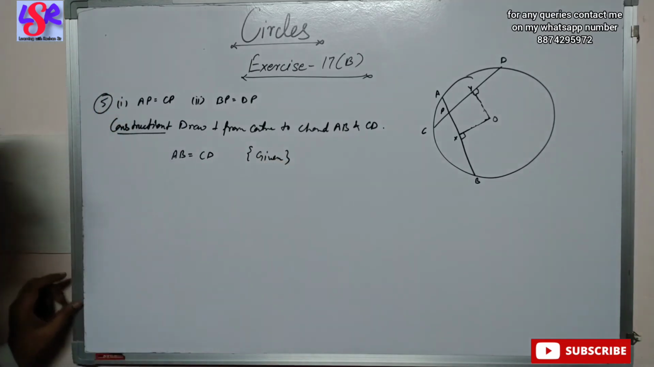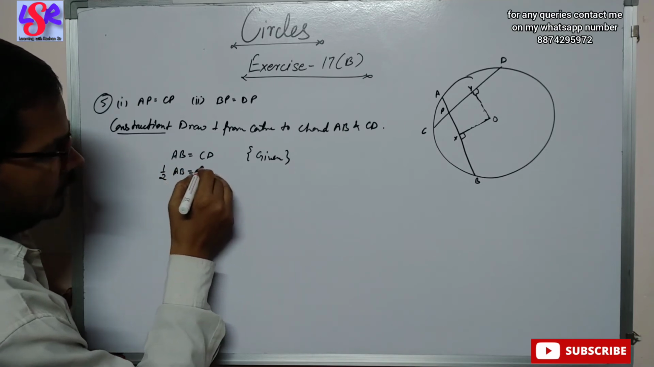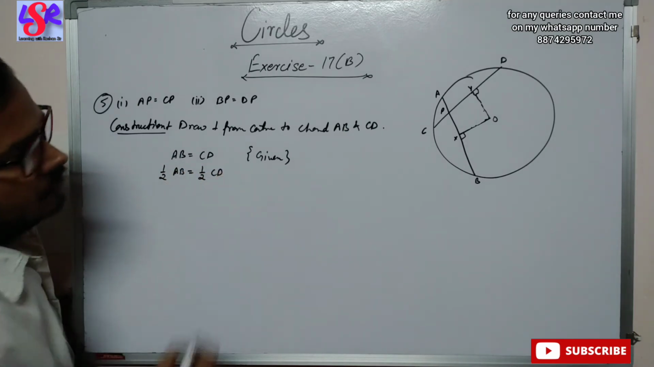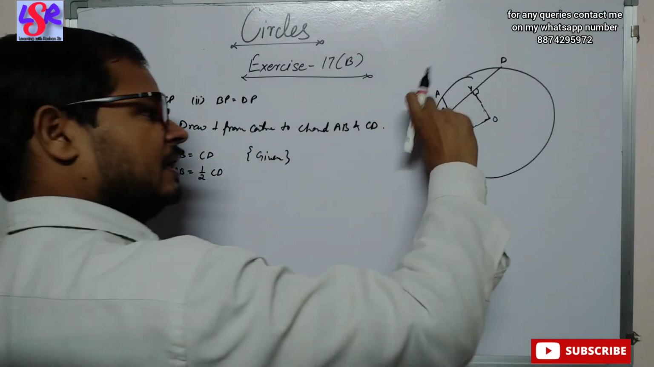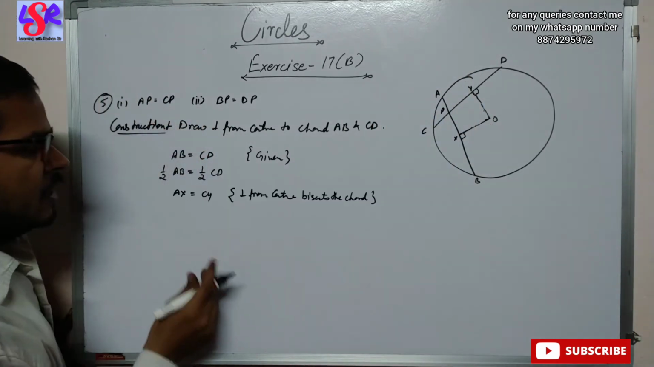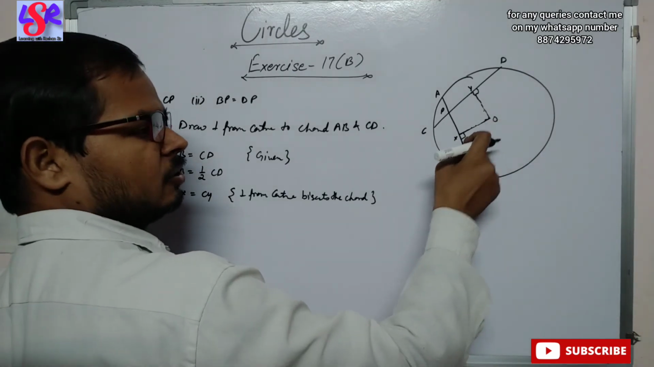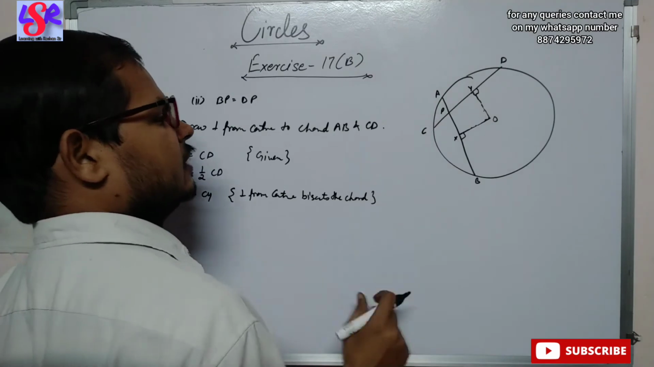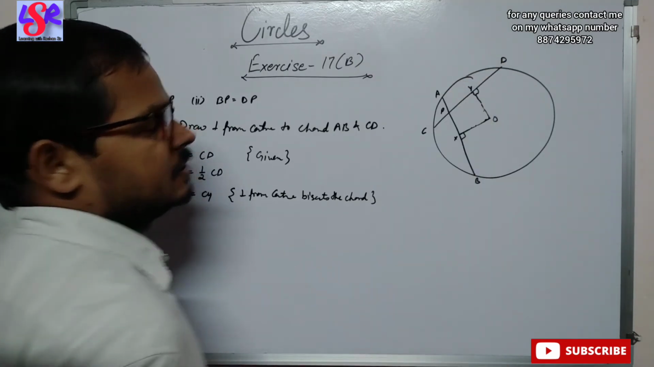Now if the whole is equal, then half of them will also be equal. If these wholes are equal, then their halves will also be equal. Now as half of AB equals half of CD, AX will be equal to CY, as a perpendicular from the center bisects the chord, because a perpendicular dropped from the center divides the chord into two equal parts. So half of AB will become AX and half of CD will become CY.